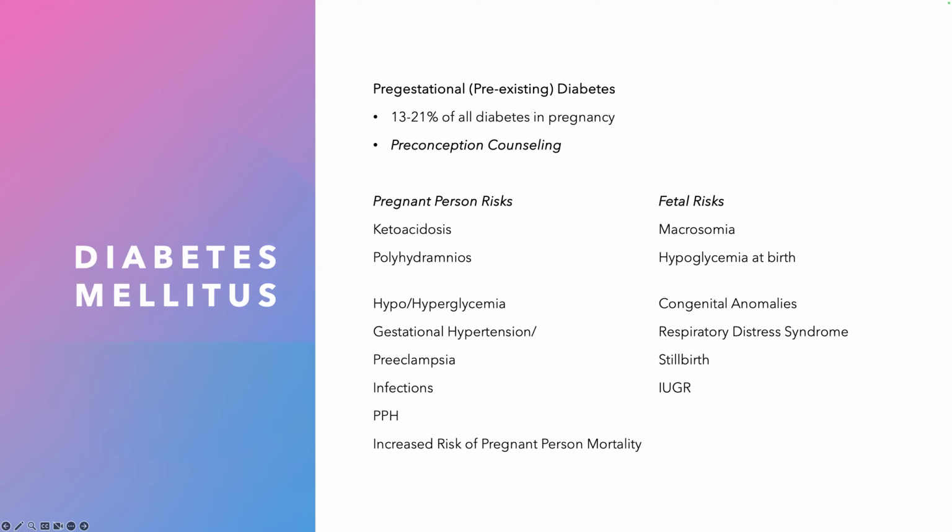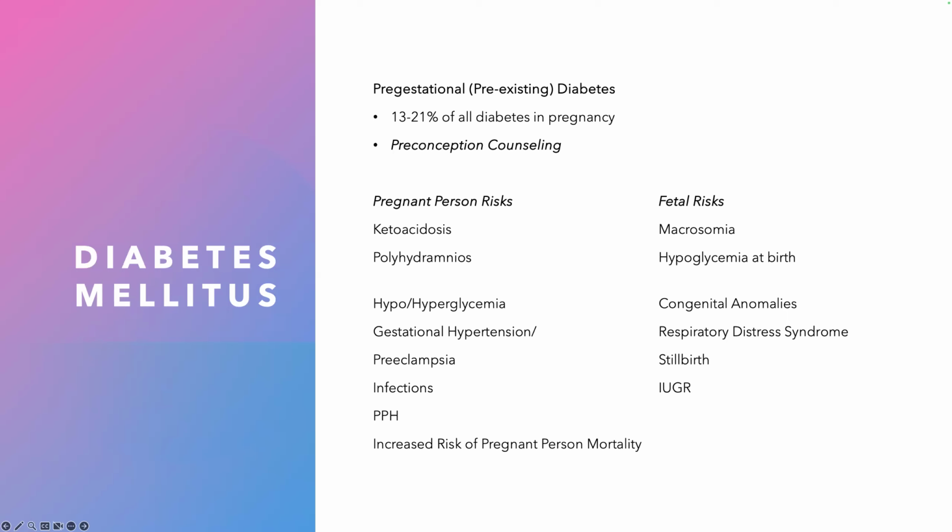Congenital anomalies. So in our pregnant patients, we actually worry about cardiac anomalies in the baby. And this is specific if their hemoglobin A1C is elevated at the time of conception. So it's really, really important that somebody who is diabetic has preconception counseling and is prepared to get pregnant.